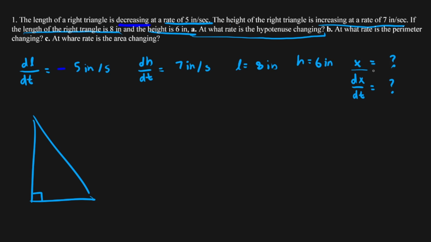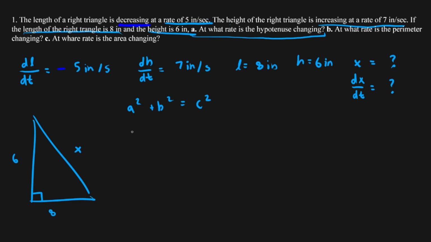For the first step, let's figure out x. The length is 8 inches, the height is 6 inches, and we do not know the hypotenuse. If you remember, for a right triangle, we can use a squared plus b squared equals c squared. What's that called? We can use the Pythagorean theorem. So in this case, a squared plus b squared equals c squared.